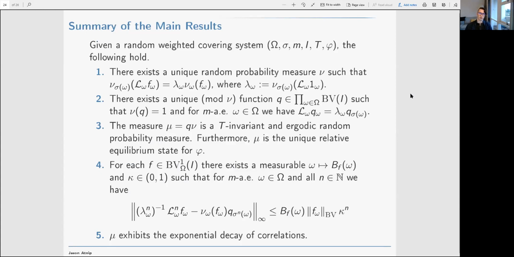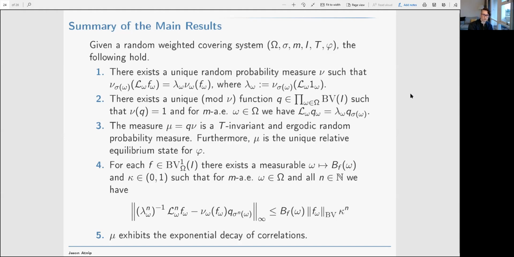Okay, from that we define this invariant measure mu, which is T-invariant and ergodic, and is the unique relative equilibrium state for phi. And then we also get this quasi-compactness and exponential decay of correlations for these measures.